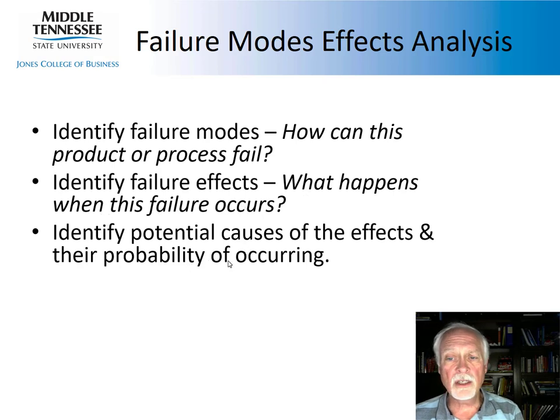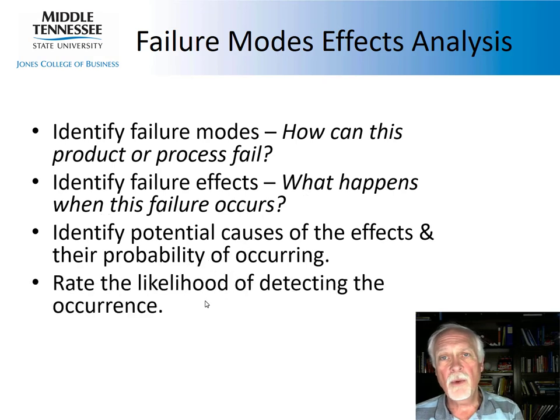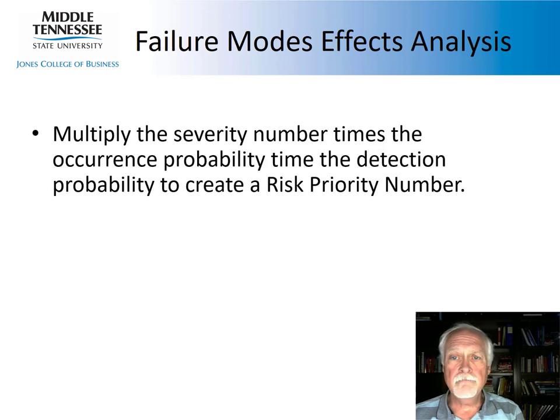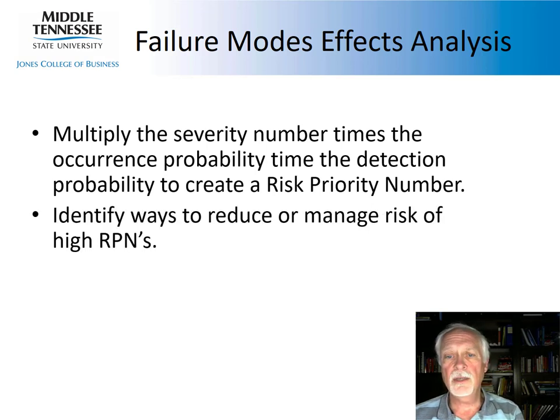Identify potential causes of the effects and their probability of occurring, rate the likelihood of detecting the occurrence, and then how severe that particular failure mode is if it were to happen. So we multiply the severity number times the occurrence probability times the detection probability to create a risk priority number. A larger number means more risk. And then we identify ways to reduce or manage the risk.